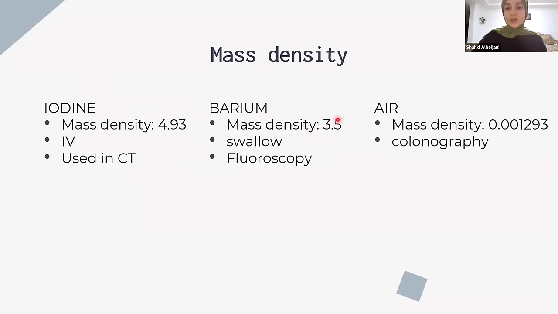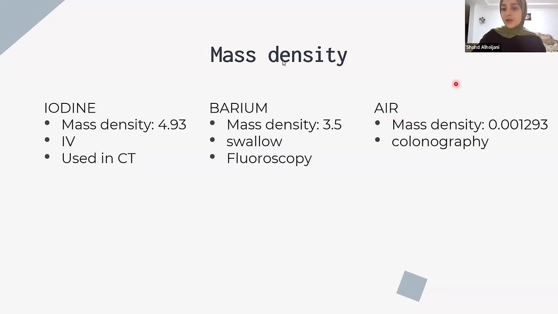Barium is also high, at 3.5, and you usually don't give it as IV. Barium is given as a barium swallow. Remember where we used this barium swallow? We showed it in an example previously. Can anyone in the chat tell me? Esophagus, yes, exactly. We explained it in the temporal resolution example. So we used the barium swallow there, for fluoroscopy, basically to see abnormalities in the esophagus, the stomach, and so on. But the example we explained was the esophagus. So this again is a contrast, with a mass density of 3.5.